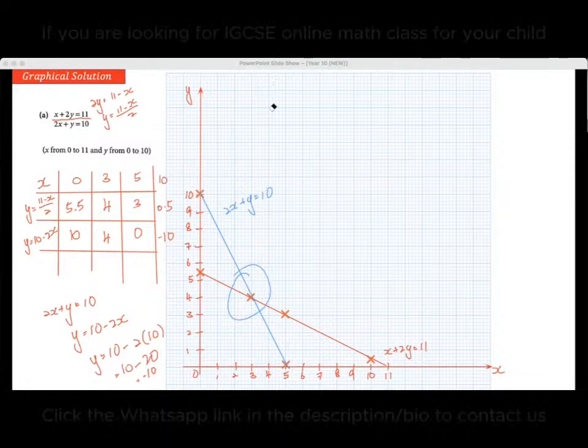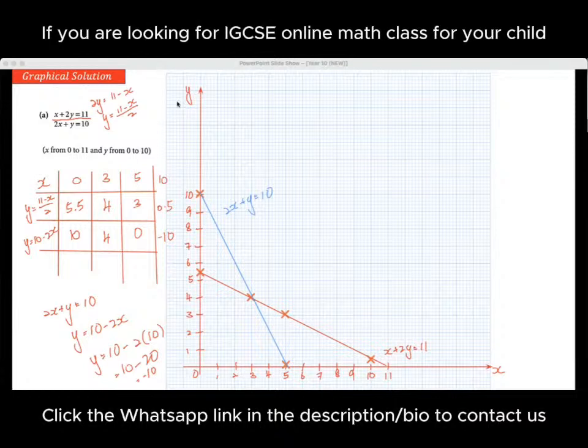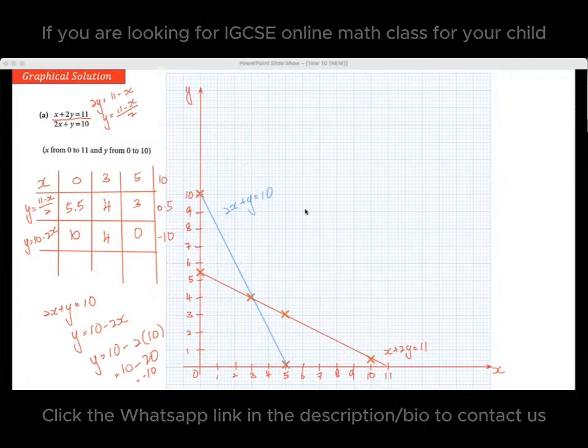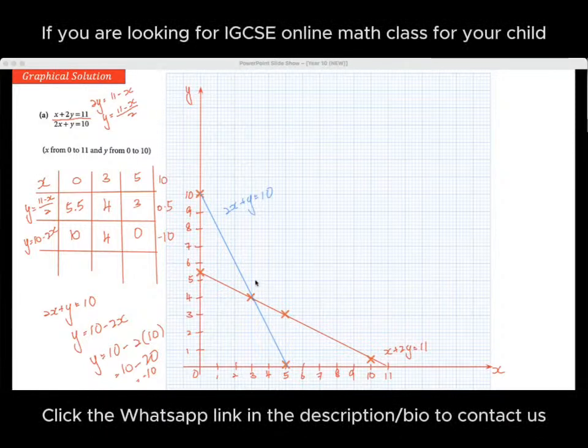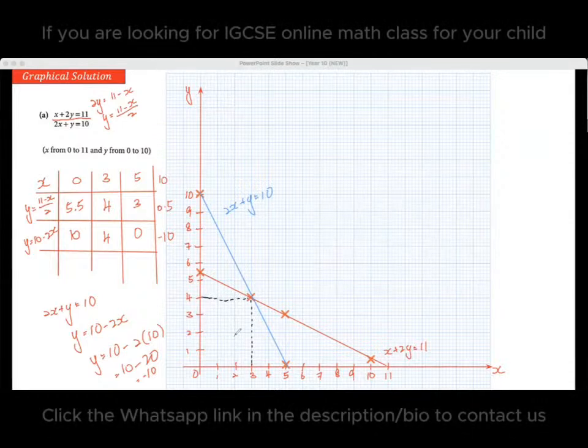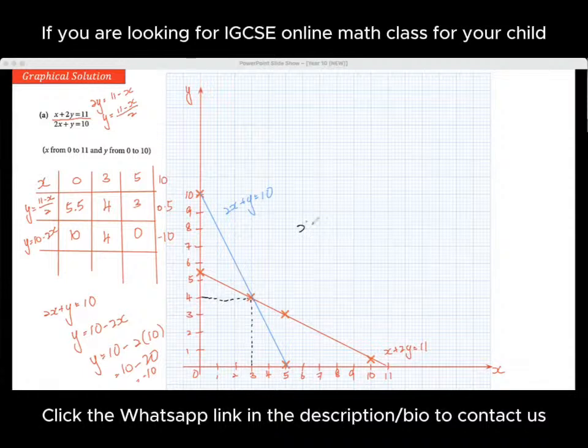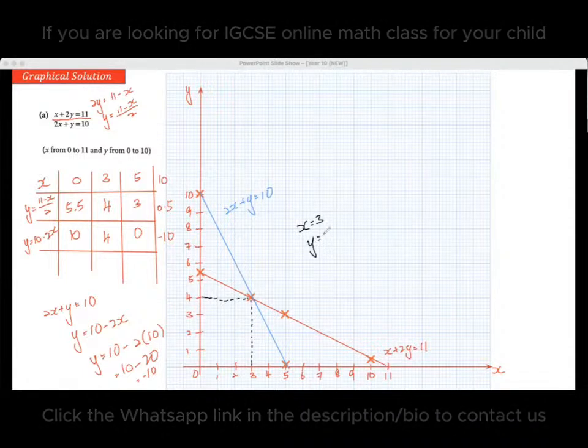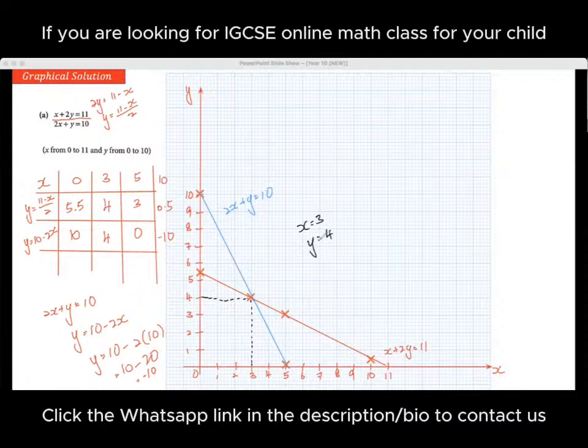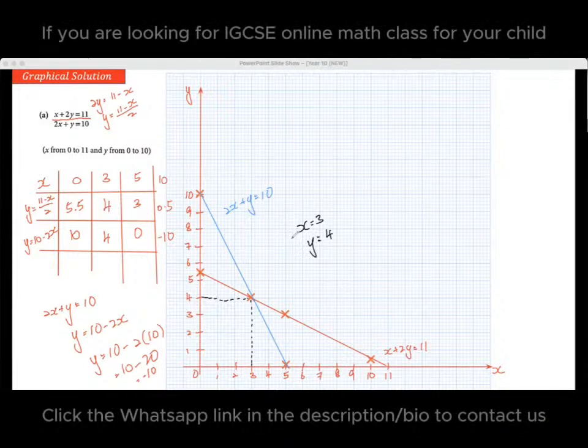Okay, then the solution here will be, I read the reading here. In this case, it's 3. I read the reading here. In this case, it's 4. So it will be x equals 3, y equals 4. Okay, so this is how we use the graphical solution to solve the simultaneous equations.